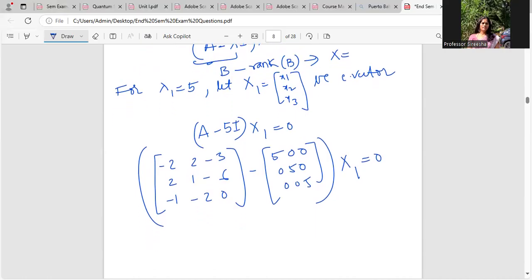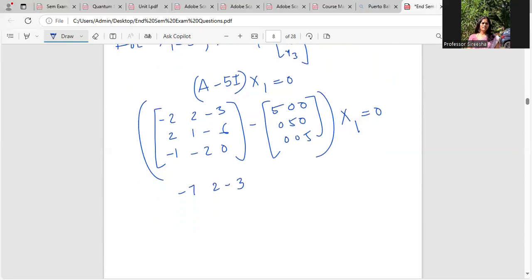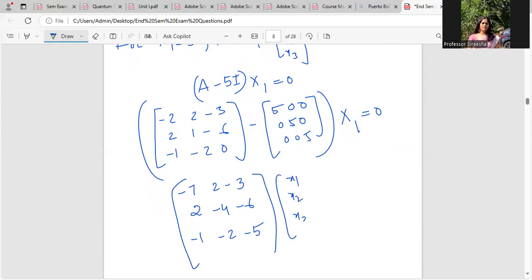So the resultant matrix, A minus 5I, would be what? Minus 2 minus 5 would be minus 7, 2 and minus 3. No change in the other elements except the diagonal elements. 2, 1 minus 5 would be minus 4, minus 6. Minus 1, minus 2, 0 minus 5 would be minus 5. What is X1? It is x1, x2, x3, right?